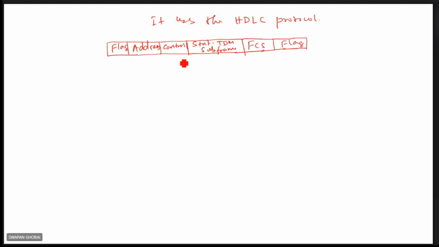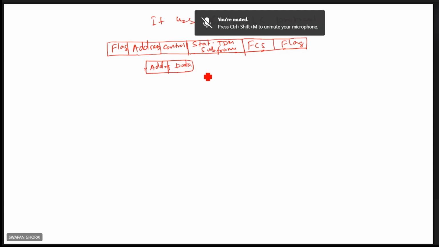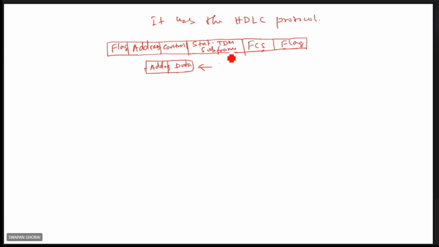Well, these subframes, if it is for one source per frame, then this subframe contains one address, next data. That is the subframe. This is one subframe.